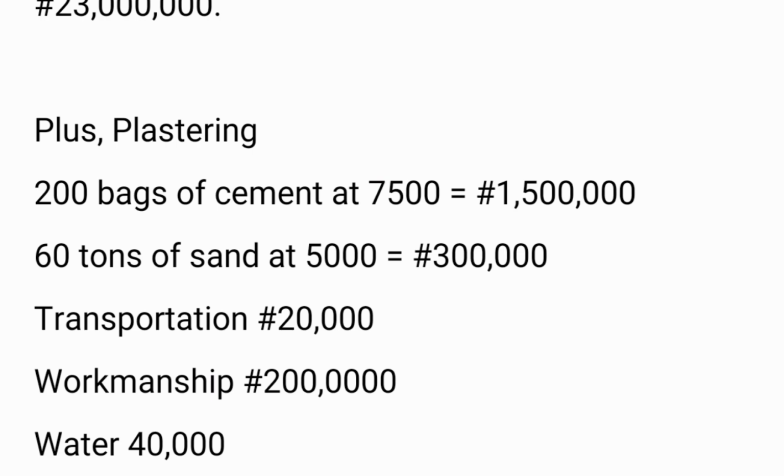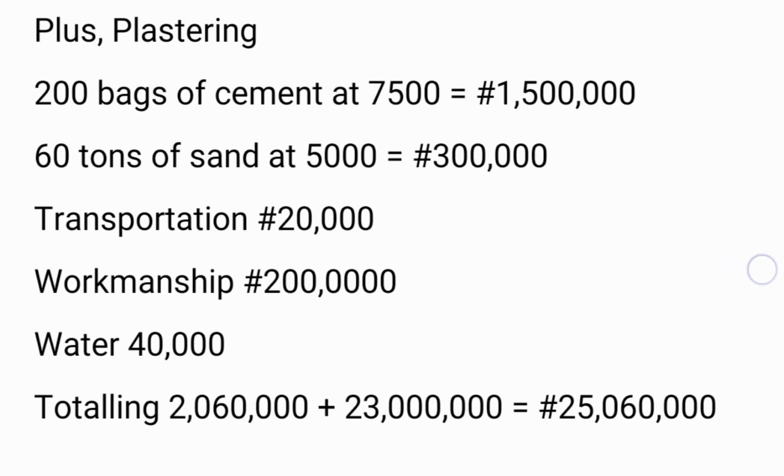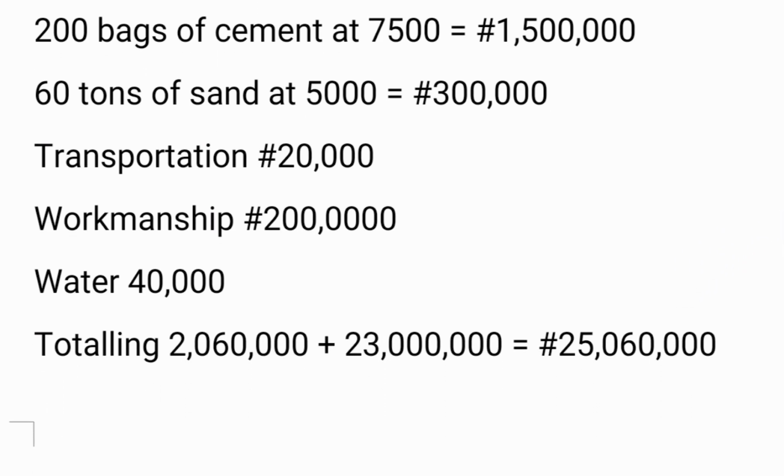Then 60 tons of sand for this. You know how we calculate 1:6 to 1:4, depending on the thickness and all that. So this is what we got. And transportation, 20,000. Workmanship, 200,000. That is between you and your workers. Then water, as I said, you'll be needing water for your plastering, 40,000. Totaling 2.60 million naira. So when you add that to the 23 million from foundation to roofing, you are having 25.60 million naira.